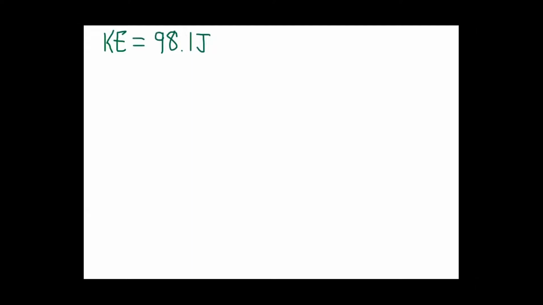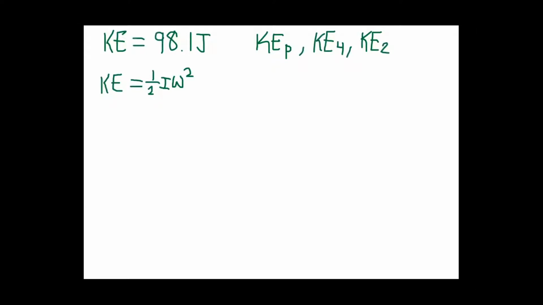Okay. So as I said, there are 3 forms of kinetic energy. There's kinetic energy due to the pulley, which I'm going to call KEP, kinetic energy due to the 4 kilogram block, and kinetic energy due to the 2 kilogram block. So we're going to solve each of those individually. As we know, kinetic energy for a rotating object is equal to 1/2 I omega squared. This very closely matches our 1/2 mv squared that we use for translational kinetic energy. So that's an easy way of checking if you're on the right path for remembering your equation.